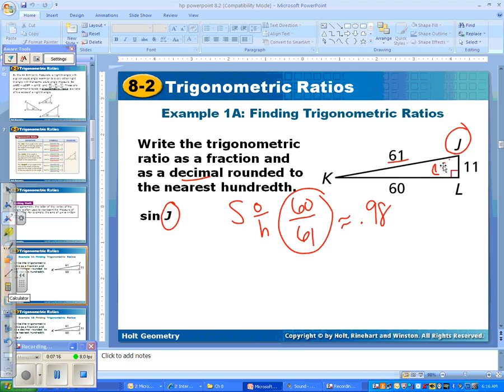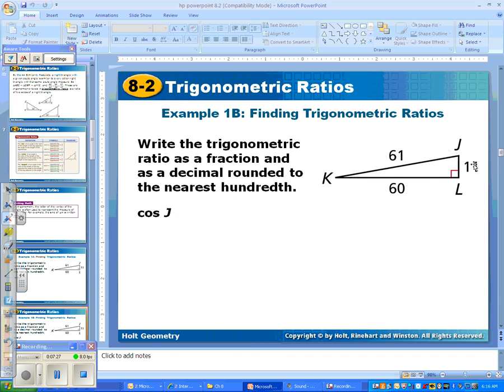So that means in every single right triangle with this particular angle measure, this will be the proportion of those side lengths, the opposite one to the hypotenuse. Okay, same thing. So cosine J. Cosine J, we're still looking from angle J. Cosine stands for adjacent over hypotenuse. So this is your fraction answer, and then you put it as a decimal, and I got about 0.18.